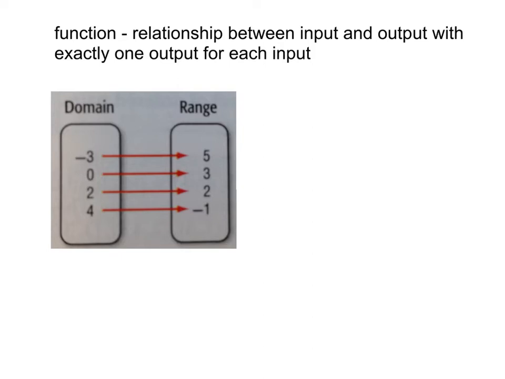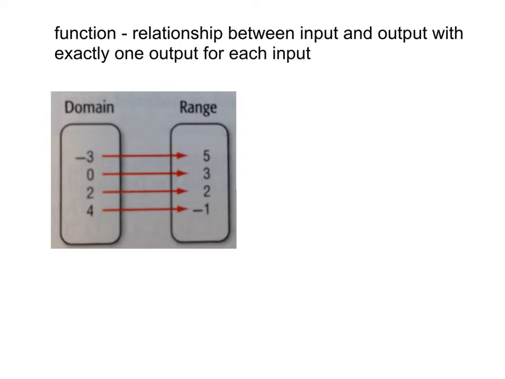Take a look at how the arrows are drawn here. -3 is drawn to 5, 0 is drawn to 3, 2 is drawn to 2, 4 is drawn to -1. Each member of the domain is paired with exactly one member of the range. Now what would change this and make this not a function? Think about an archery contest, and you are in the domain and you're shooting on the range.